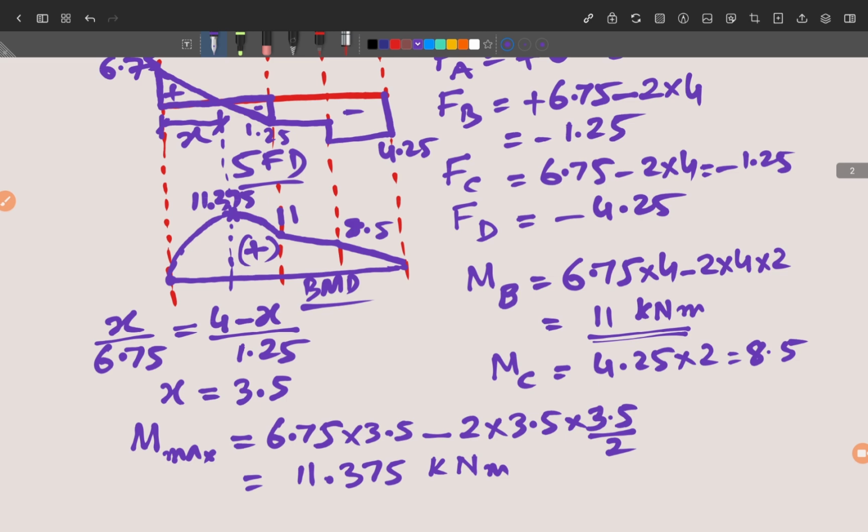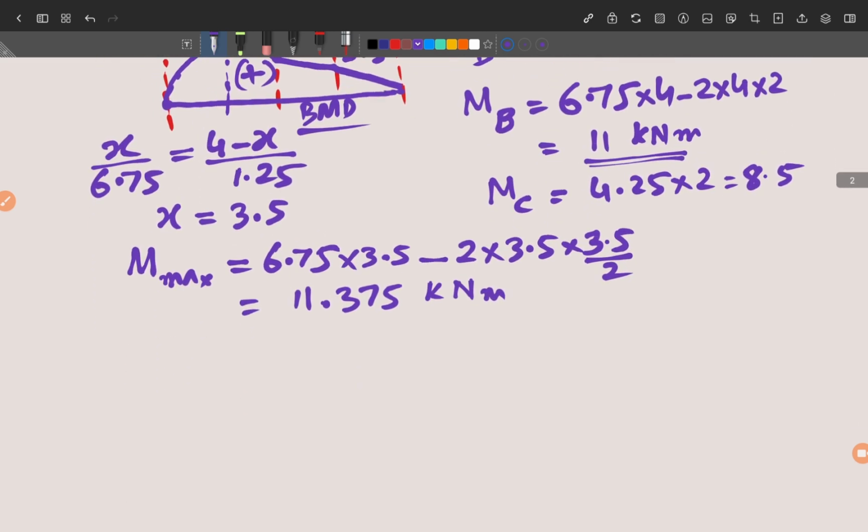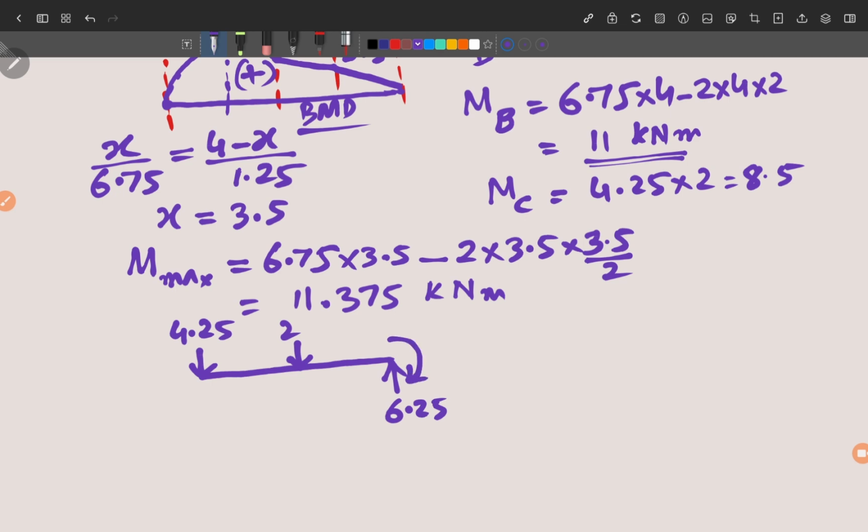In a similar way, we can easily draw the bending moment and shear force diagram for this D, E, F. Okay, D has a load of 4.25. E has a load of 2 kilonewton, and at F there is a reaction which is 6.25, and there is a support moment of 31.5. So this is your D, E and F.